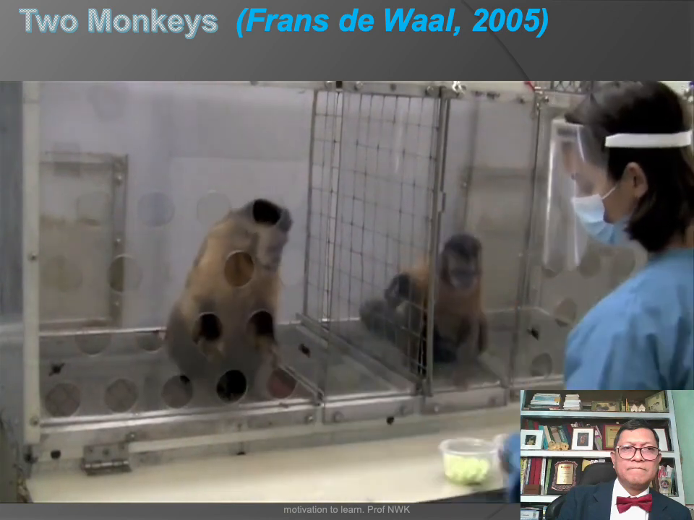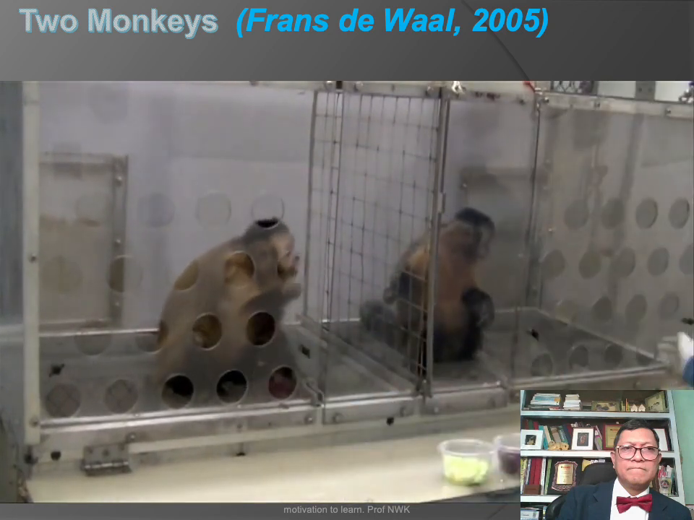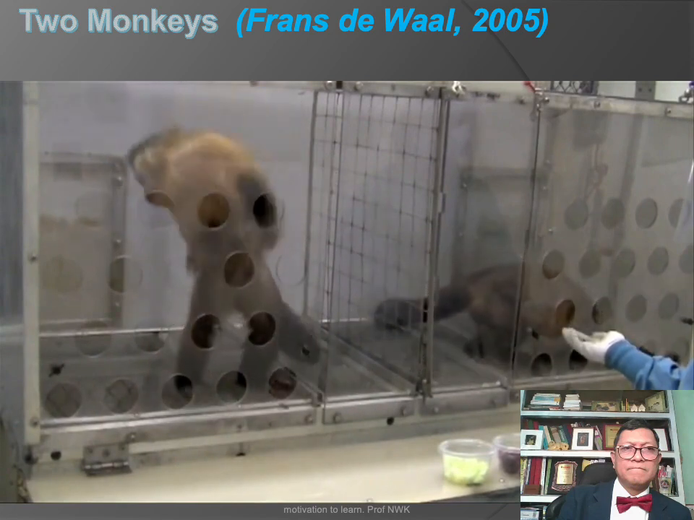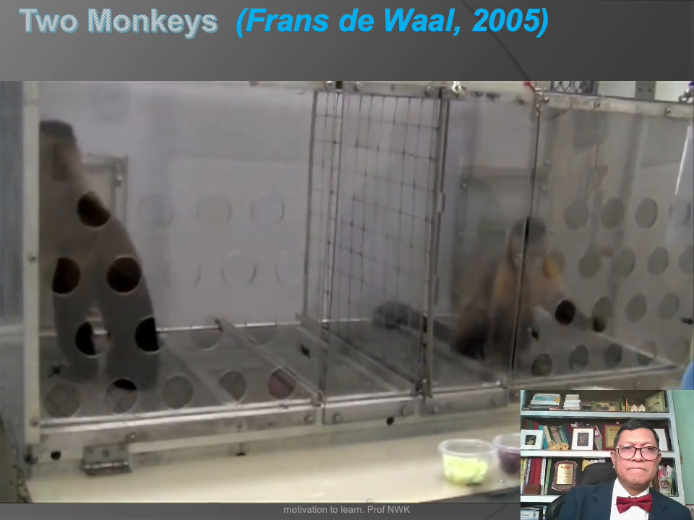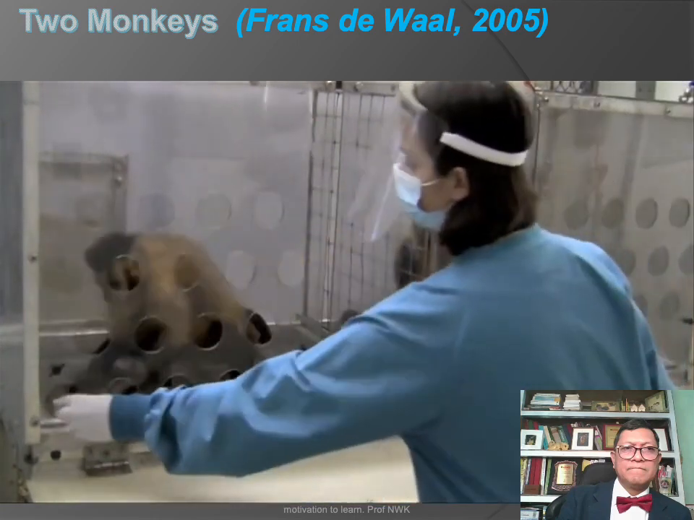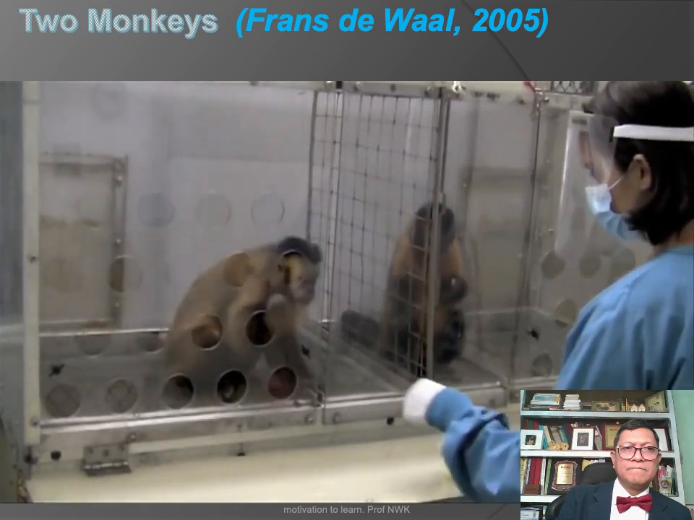So she gives a rock to us, that's the task. And we give her a piece of cucumber, and she eats it. The other one needs to give a rock to us. And that's what she does. And she gets a grape. And she eats it. The other one sees that. She gives a rock to us now, gets again cucumber.